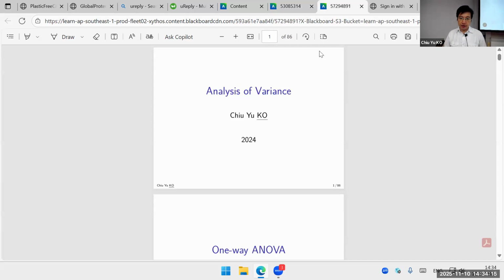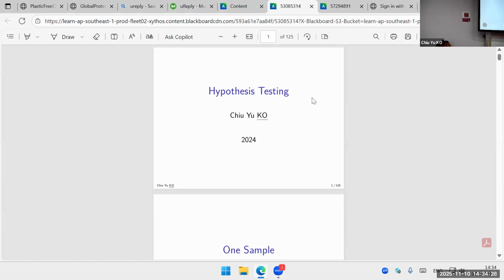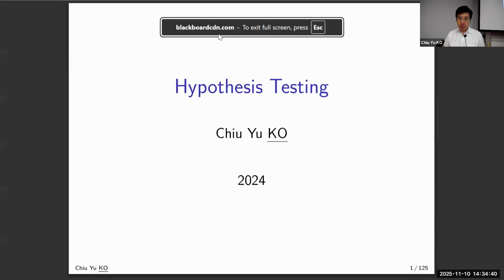So the goal today, of course, is to talk about ANOVA, the analysis of variance. Before we do that, let's quickly review what we have done in hypothesis testing and talk about some Excel functions as well, but very quickly because there's not too much Excel to work on in this one. But the main idea would be the following.